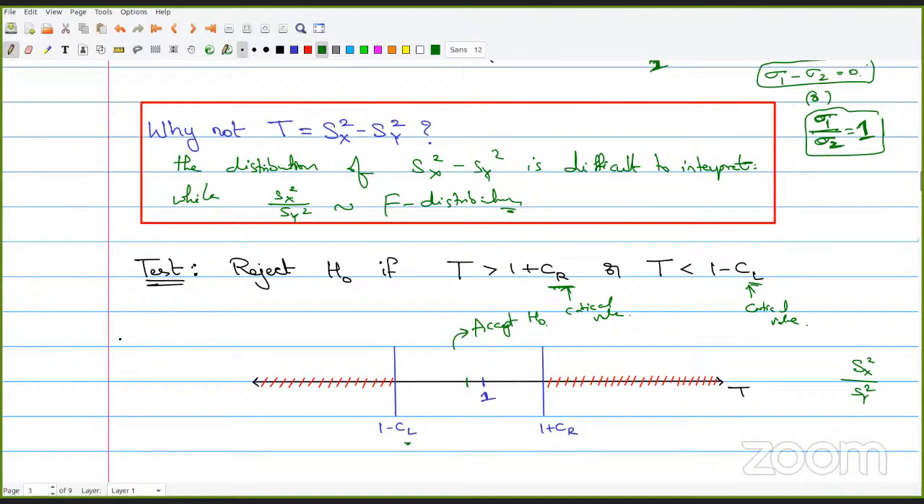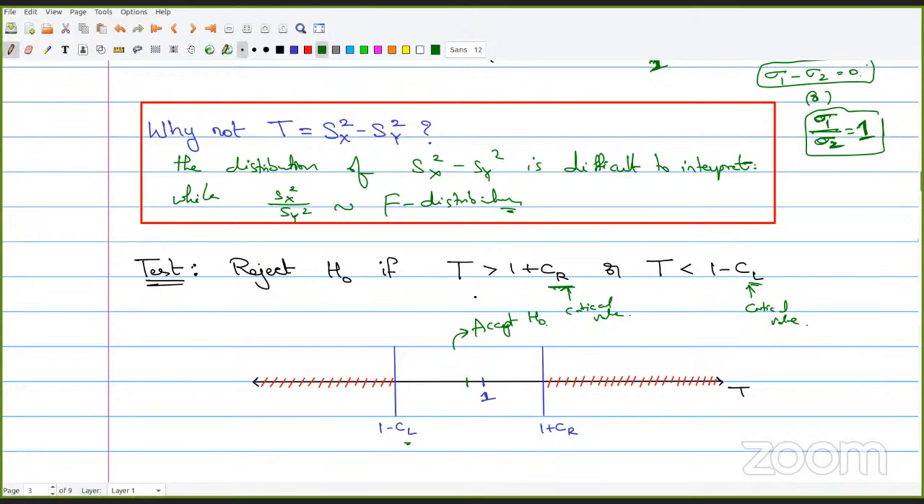Okay, we will discuss this after 5 minutes. As of now, let us continue with Sx square by Sy square. Yes, sir. Let us complete this F distribution, F test. Then we will take one example and see what happens when it is Sx square by Sy square, and what if it is reverse, Sy square by Sx square. That will give us more clarity. Yes, sir. Okay.